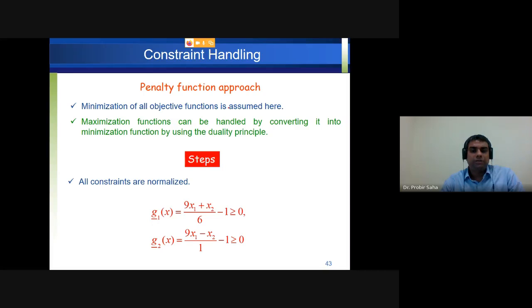First of all, what I have to do is convert this constraint. I have to normalize this constraint. That means everything should be kept on the left side, and the right side should be 0 only. I have kept everything on the left side, and the right side we have made 0. So this form is called normalized form. The constraint has to be first converted into normalized form.